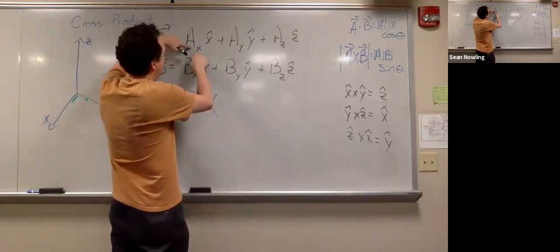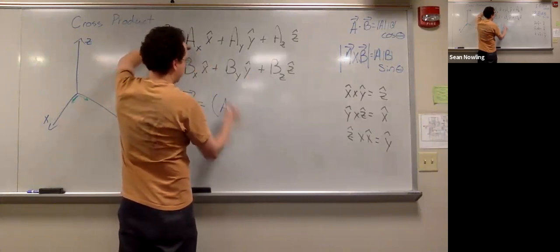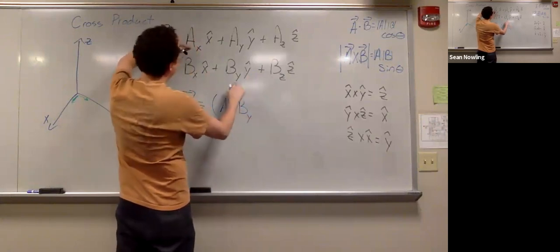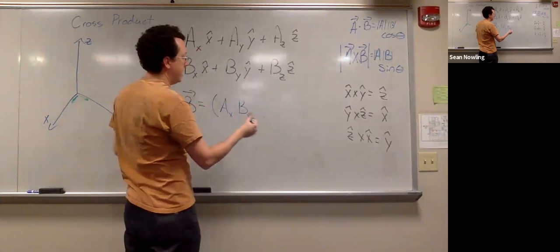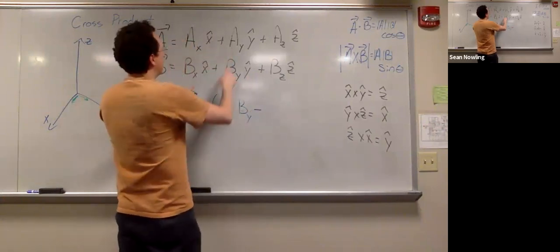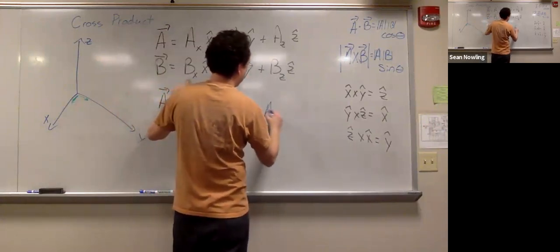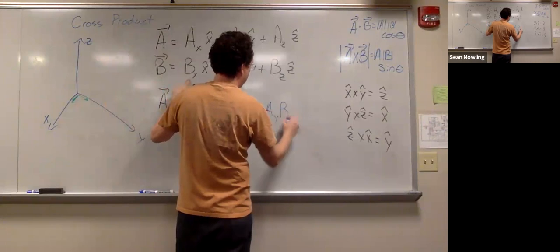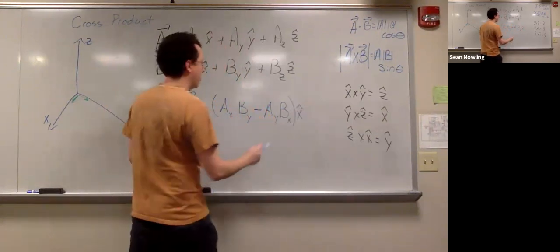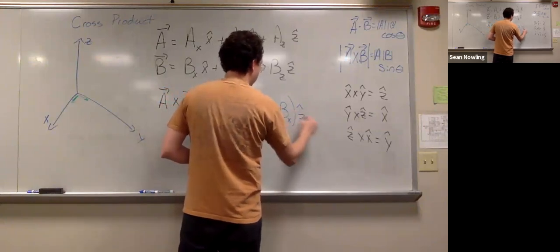So, for example, inside this big mess, there's a bit of it which is going to be ax times by times z hat. But before I do that, I'm going to regroup things. Minus ay bx times x hat. Oh, sorry, z hat. Oh dear. Okay.